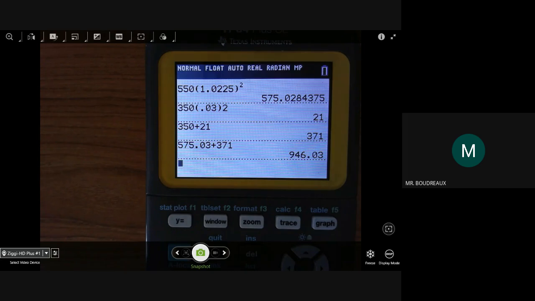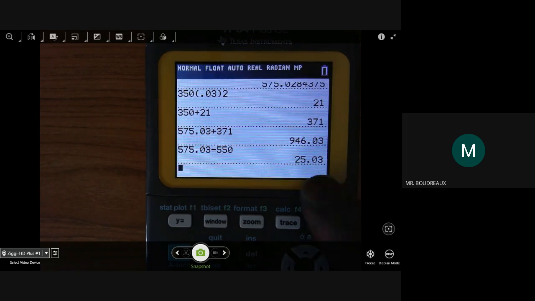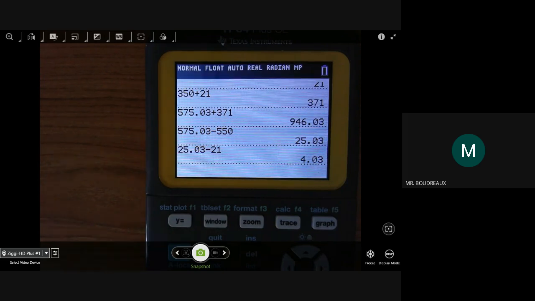If they just wanted the amount of interest, then I can take 575.03 minus the 550. And that's how much interest they earned on the compound account. We already know the amount of interest they earned on the simple was 21. So if we wanted to compare how much interest was different, 25.03 minus 21, she earned $4 more.